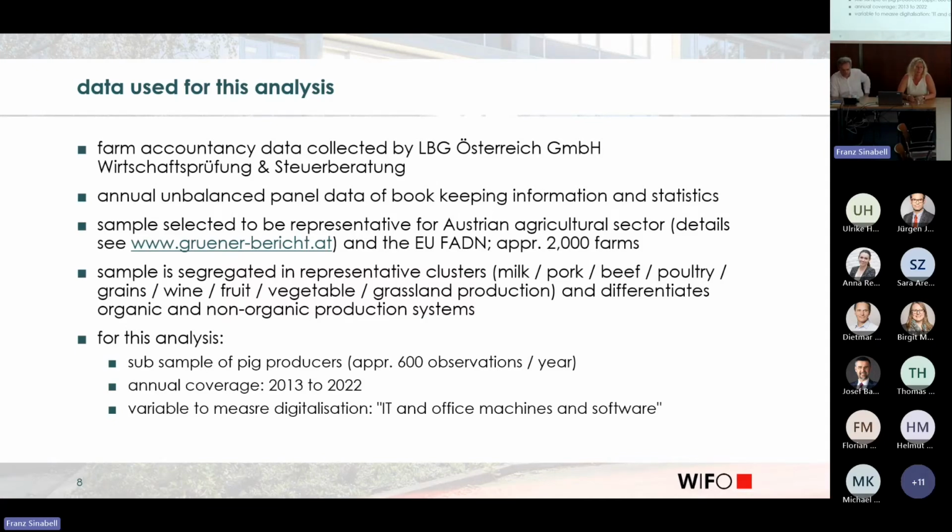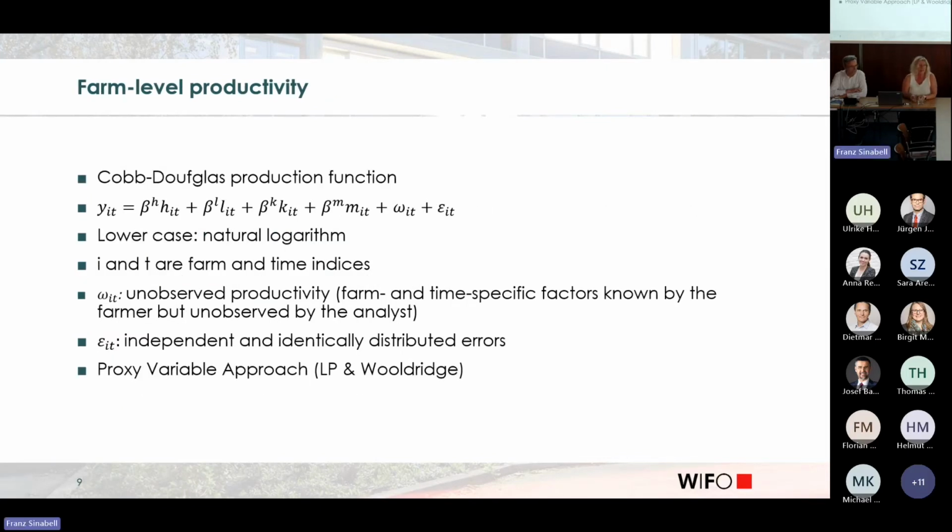As Franz already mentioned, our panel is highly unbalanced, and our preferred measure of digitalization is an accounting figure which says IT and office machines software, but I will come to that later, and also what limitations are in place. So let me tell you shortly how we're going to do our productivity analysis or estimation.